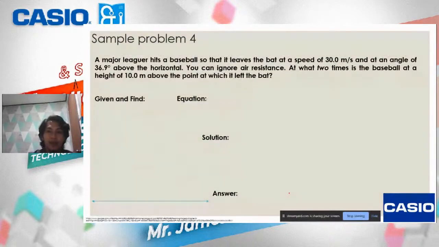So, I guess this is my last problem. Okay? What is this?